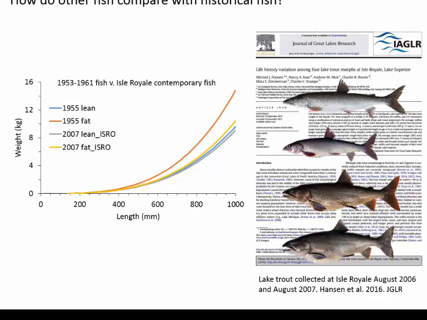And if you look at 1955 compared to the Isle Royale fish, again, it's the same story that we're showing with our fish from when we compare the 1955 fish. So this gives me greater confidence in what we were showing for lipids. We're seeing the exact same thing in terms of the weight-length relationship.